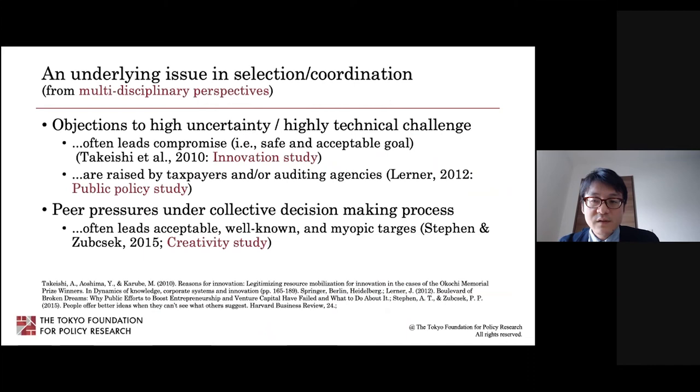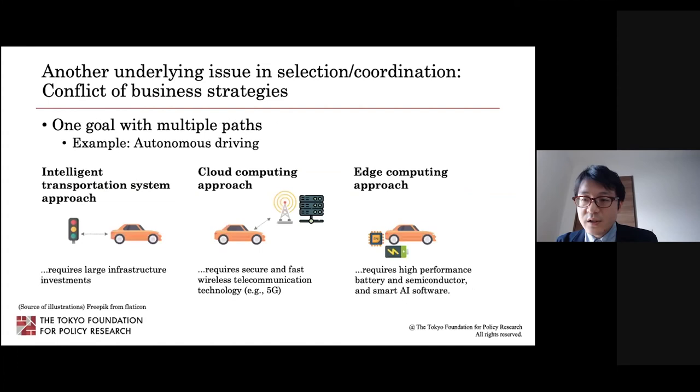One thing underlying collective decision making, and this is not only the case for industry but also the government, is that once people make decisions with their peers, they often reach acceptable, well-known, and myopic goals. This is a very fundamental behavior of human beings. Another issue is strategic differences. Even industry, which has a very specific goal, has several alternative strategic options. We provide the example of autonomous driving. As you see, even in autonomous driving, there are three different strategies to achieve this goal.